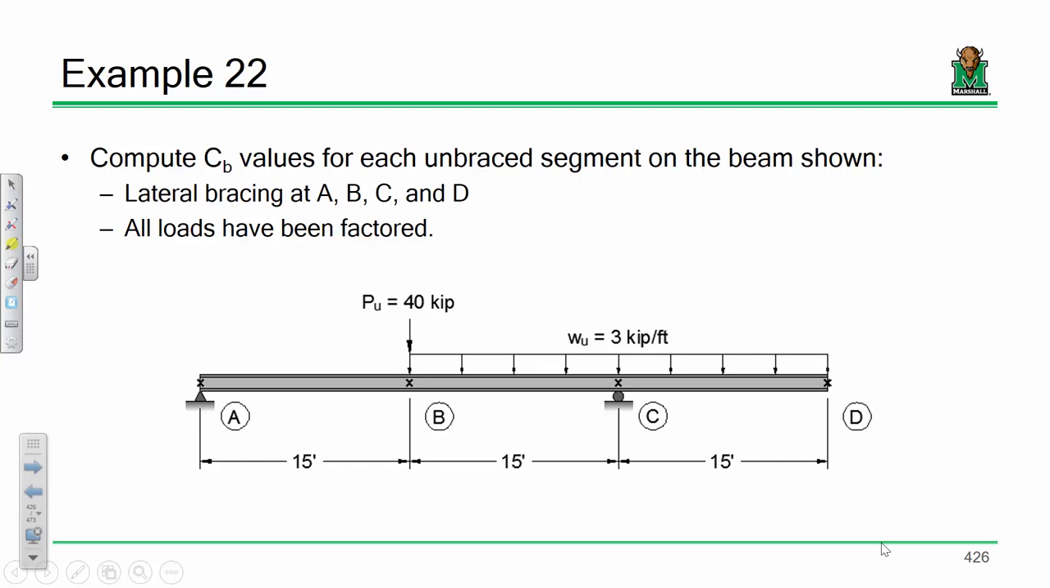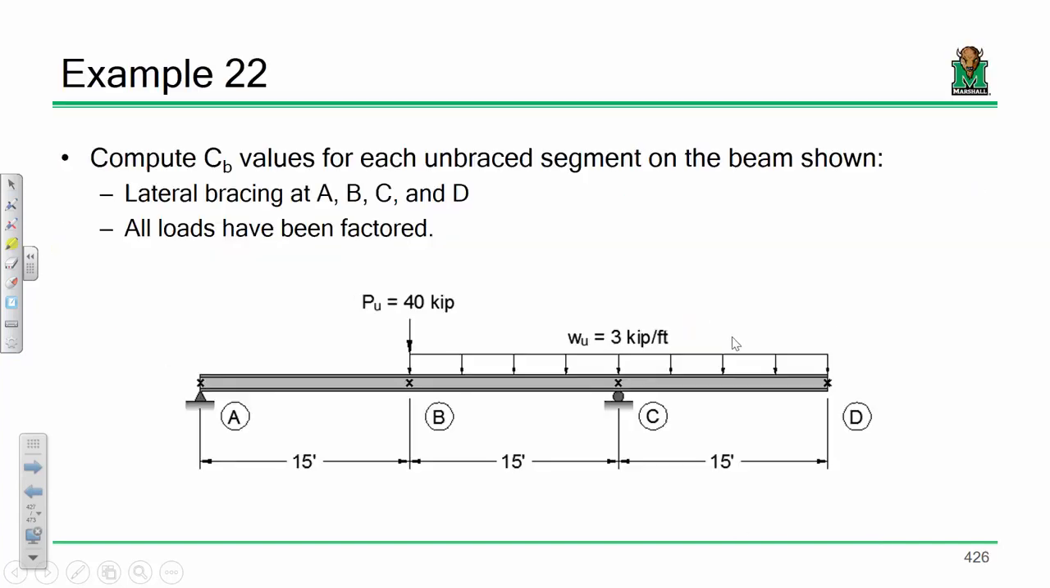Again, I've been doing this for a long time, and what trips students up about C sub B is this stuff. It's really not that bad, okay? But we are going to flex our structural analysis muscles. Now, all these loads are factored. They're all dead loads, live loads, all been factored. We just got to do some structural analysis.